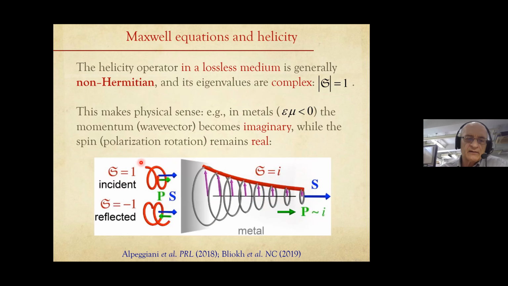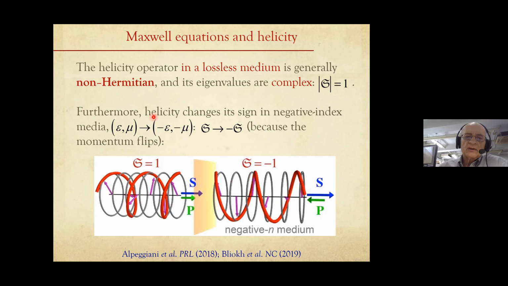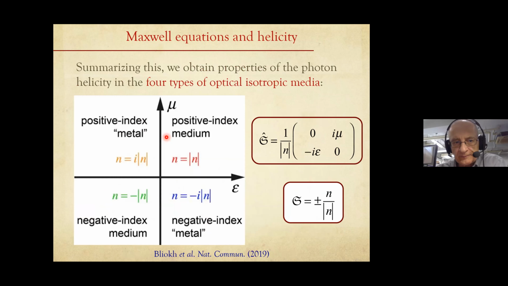So on the incident case, you get chirality 1, P and S in the same direction. The reflected chirality is -1. You can get P and momentum, essentially the intrinsic spin and the orbital spin, in opposite directions. And the one within the metal decays within the metal. So the helicity changes sign in a negative index media. So you go from epsilon mu to minus epsilon minus mu because the momentum flips. So therefore, in this case, there is a change of the sign in epsilon and mu. And this is going to relate to topological properties.